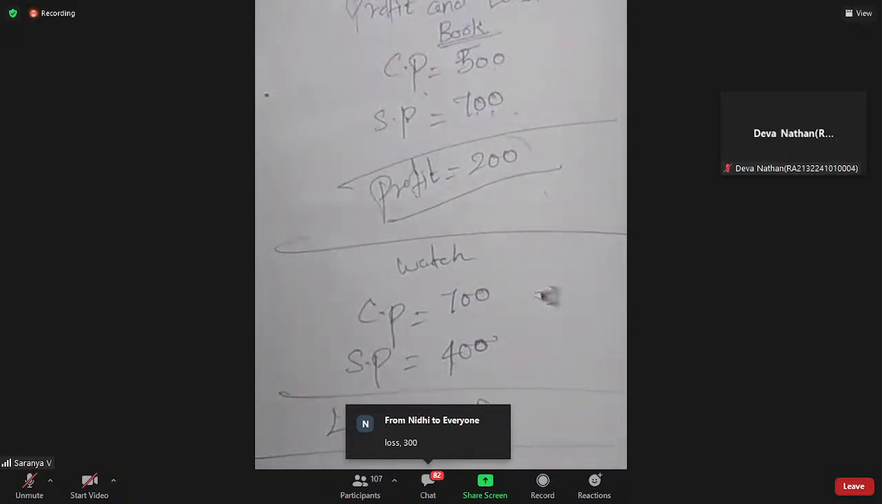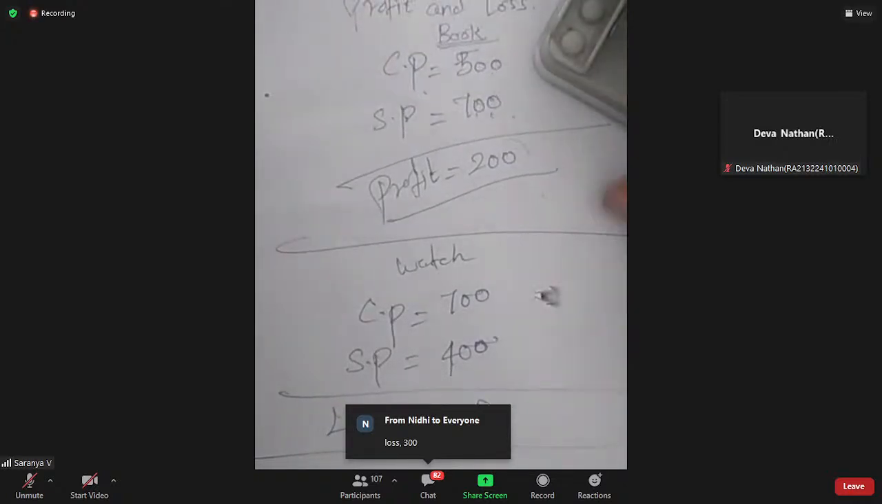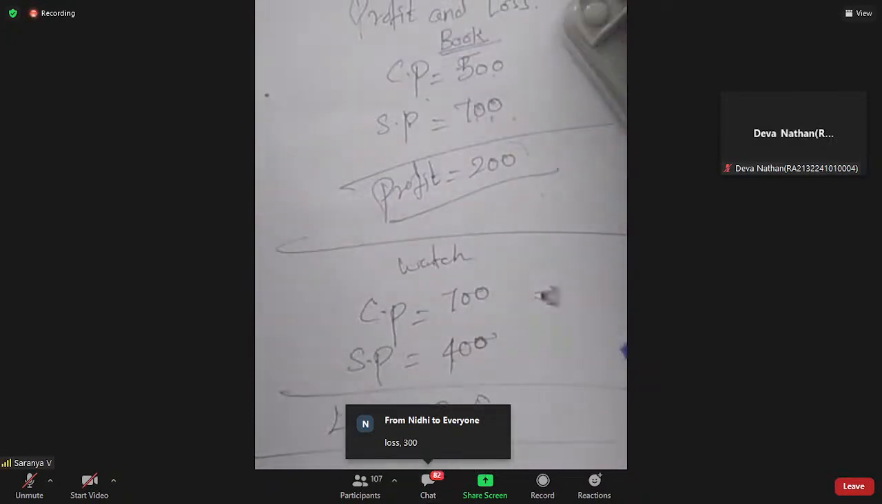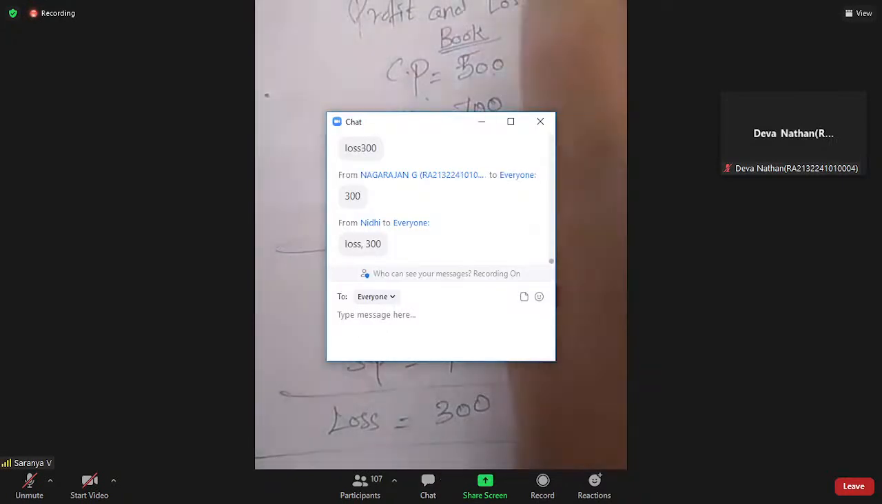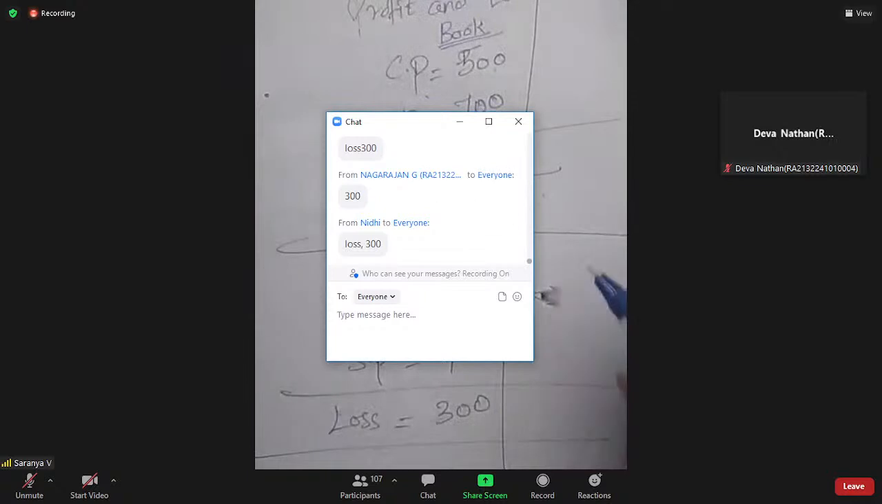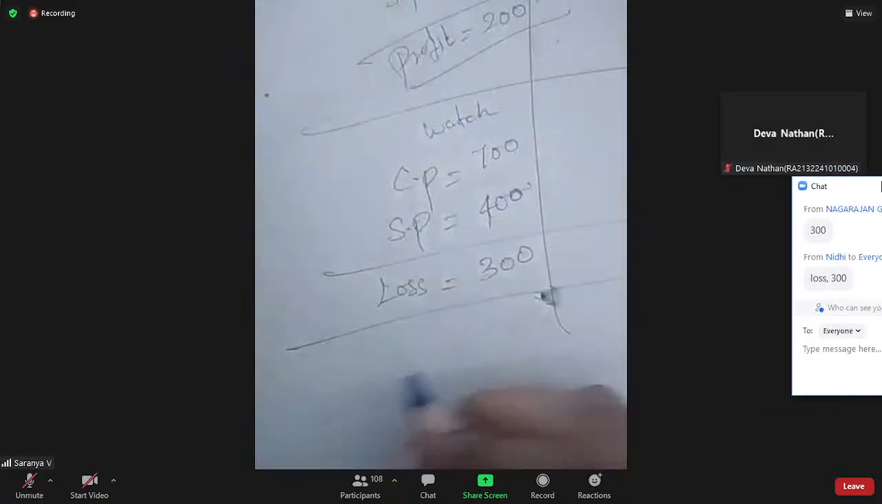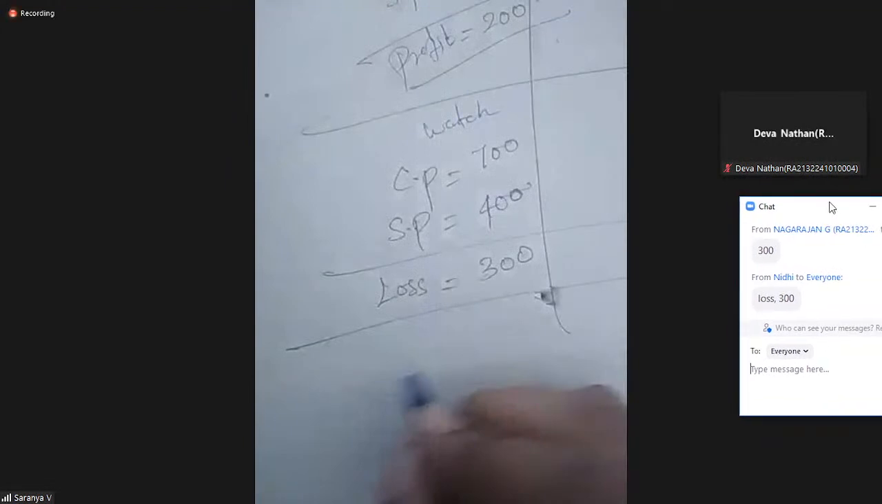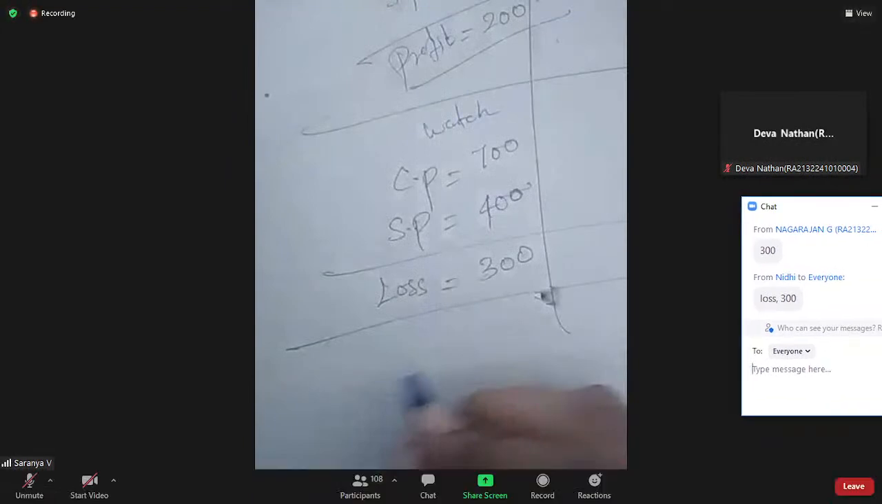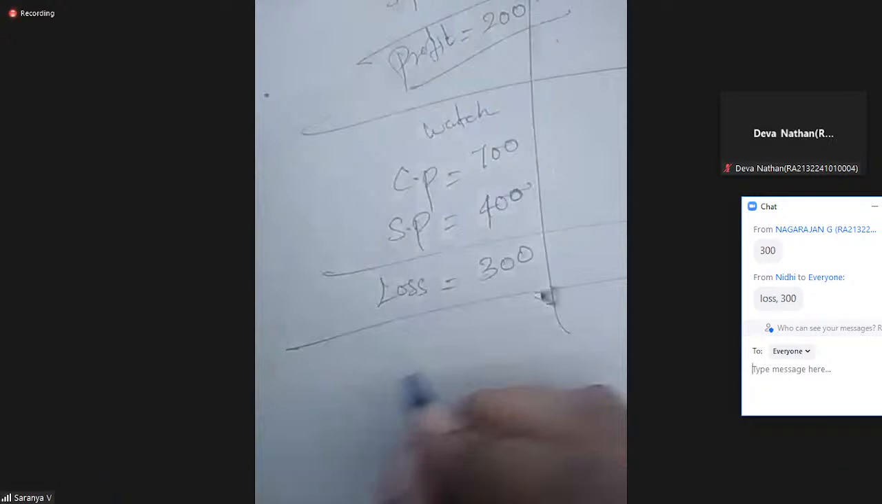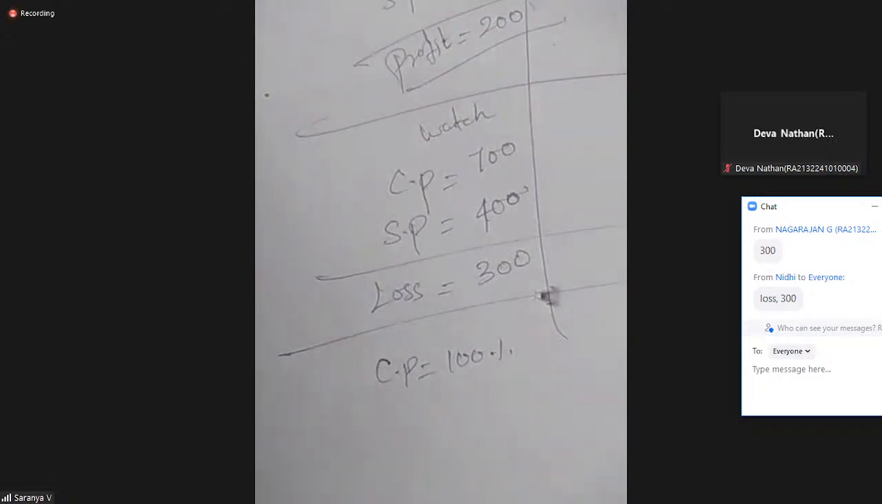So now we are going to solve all the problems without using any formulas. Okay, without using any formulas. But only one thing you have to keep in mind: the cost price is always the 100% amount. The cost price is always the 100% amount. Okay.